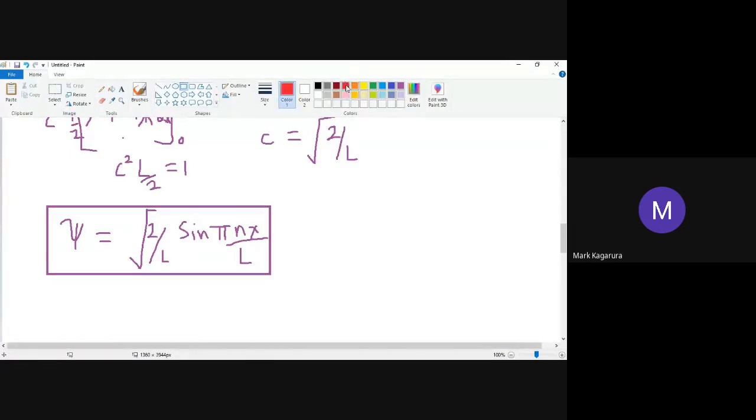So we call it a particle. That's the solution for a particle in a one-dimensional box. And if it's an infinite well, then it can easily represent a one-dimensional well or particle in a box.